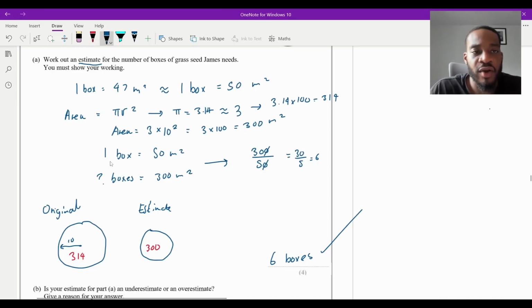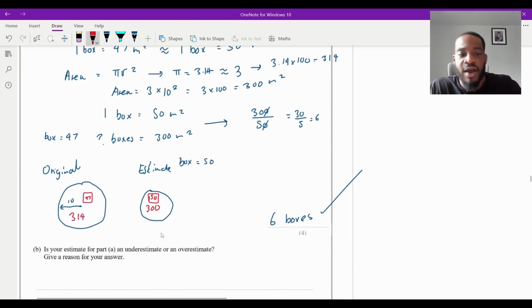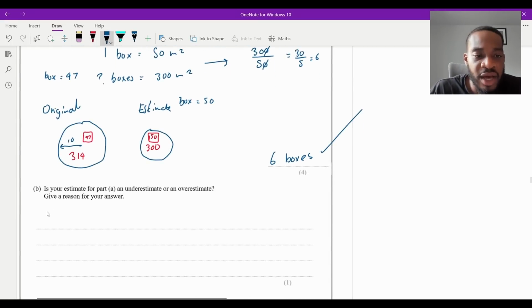And then the boxes. The box had an area of 47, and then our box had an area of 50. We actually made it bigger. So a box in our estimated area would take up more room, because we've shrunk the size of the garden and enlarged the size of each box. So there's going to be fewer boxes in our estimate than the actual amount. Let me write 47 here, and 50 here. There would be more boxes covering this area than in our estimated area. So what you're going to say is that it will be an underestimate.